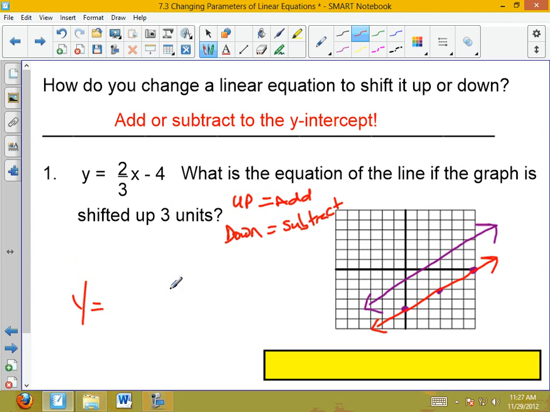So anytime I want to write the equation, I have to write y equals. My slope does not change. See, my slope is the same. My y-intercept does change. -4 plus 3 becomes -1. And that's my new y-intercept right there, -1. Okay? So I don't have to graph it. I graphed it just to show this to you.